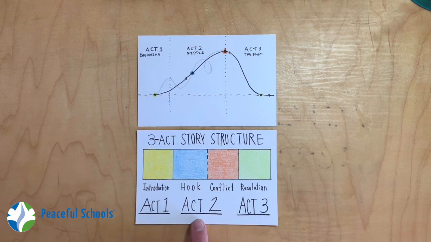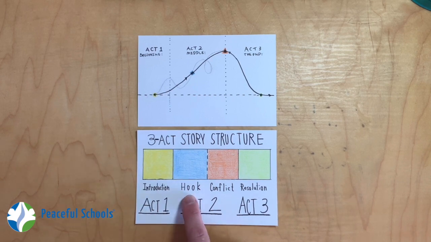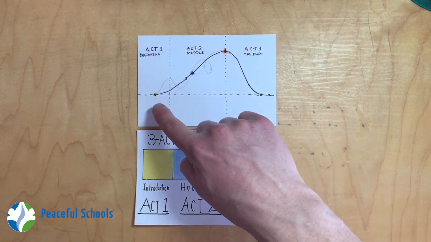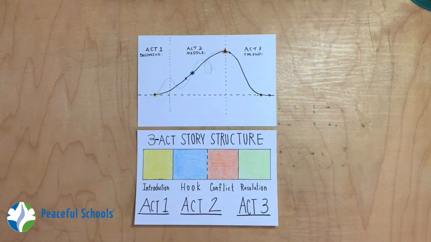As we step into Act 2, in the middle of our story, a lot can happen, but we want to focus on 2 parts, the hook and the conflict. Through this rising slope, our characters will try to accomplish their goal, the hook, and in doing so, they will run into conflict.